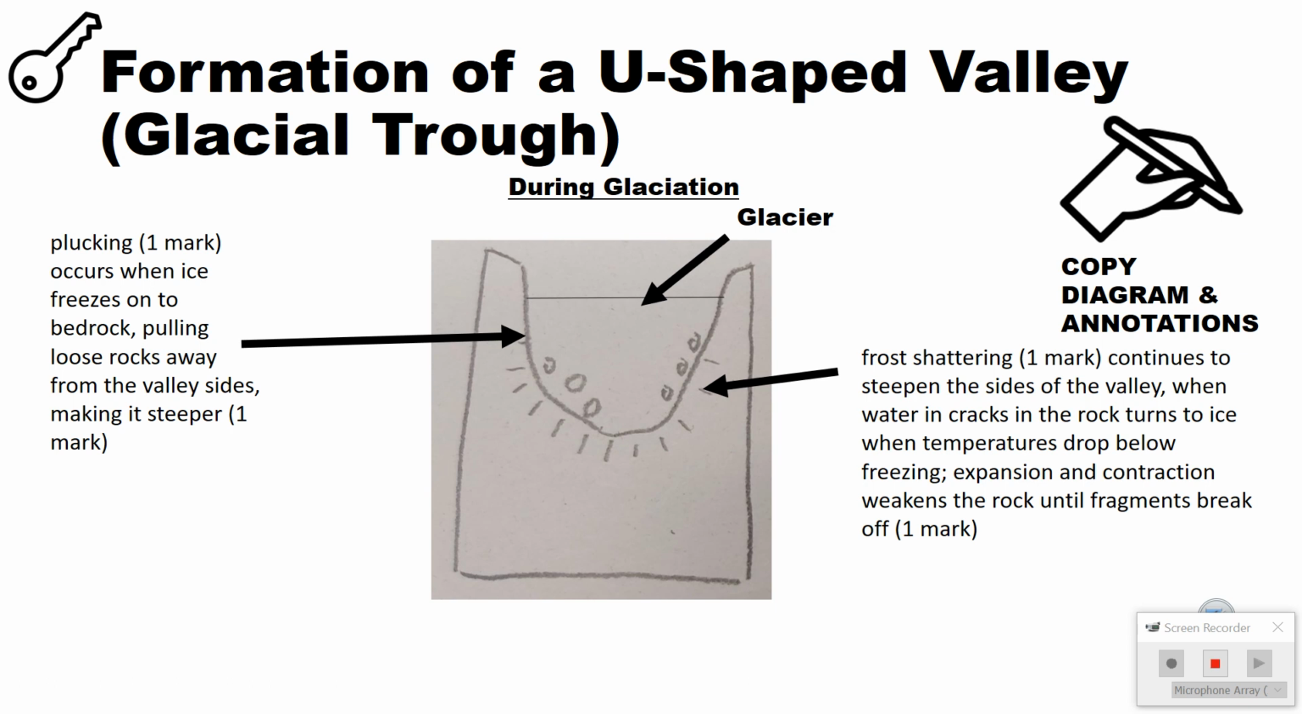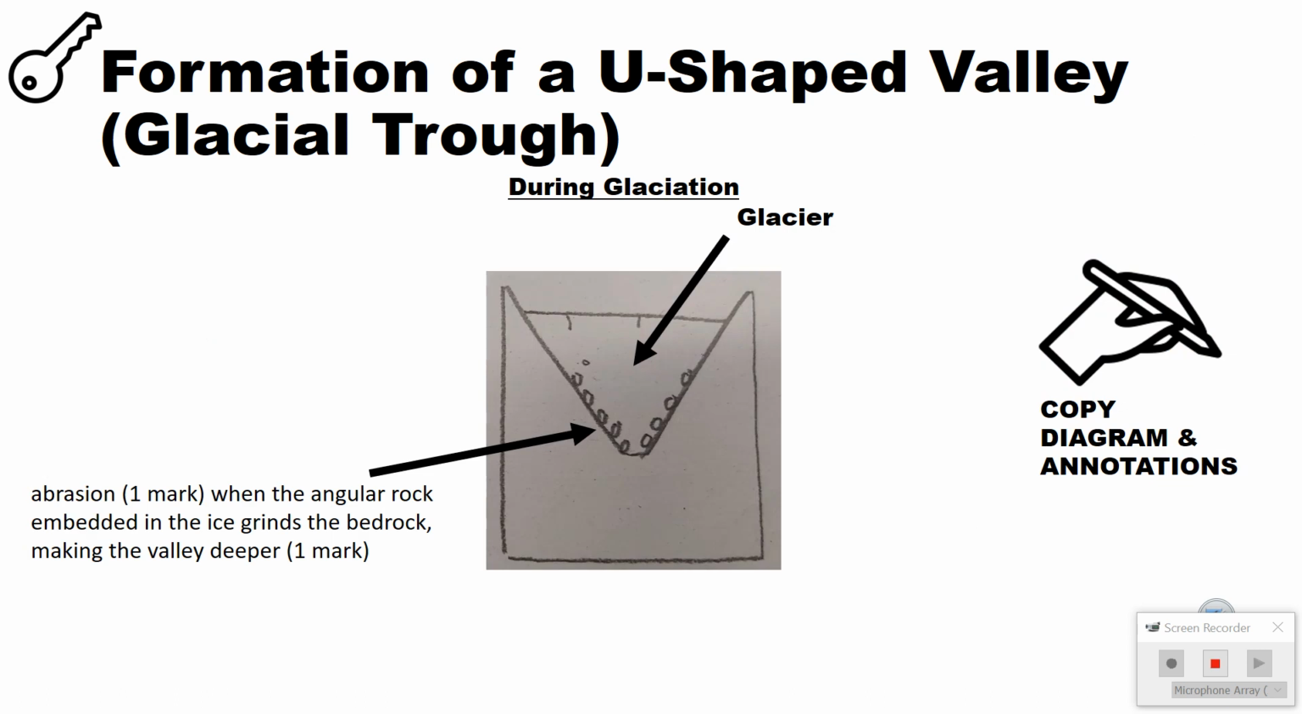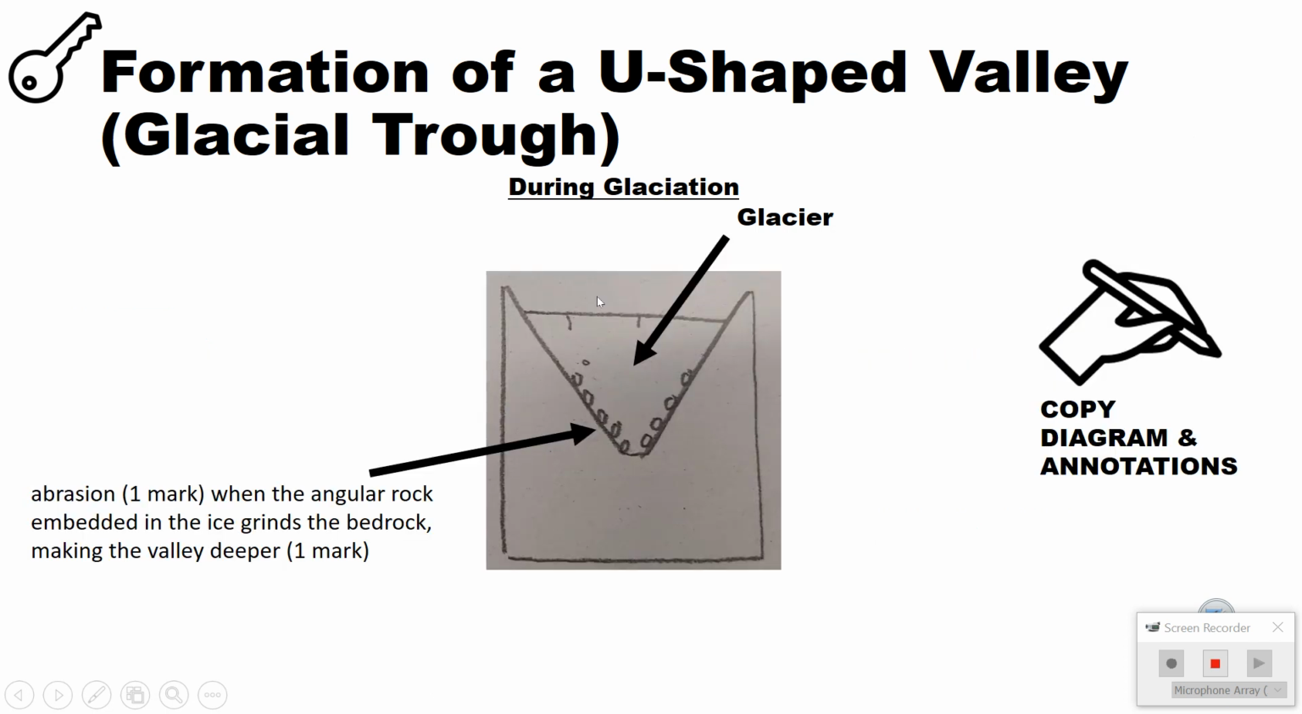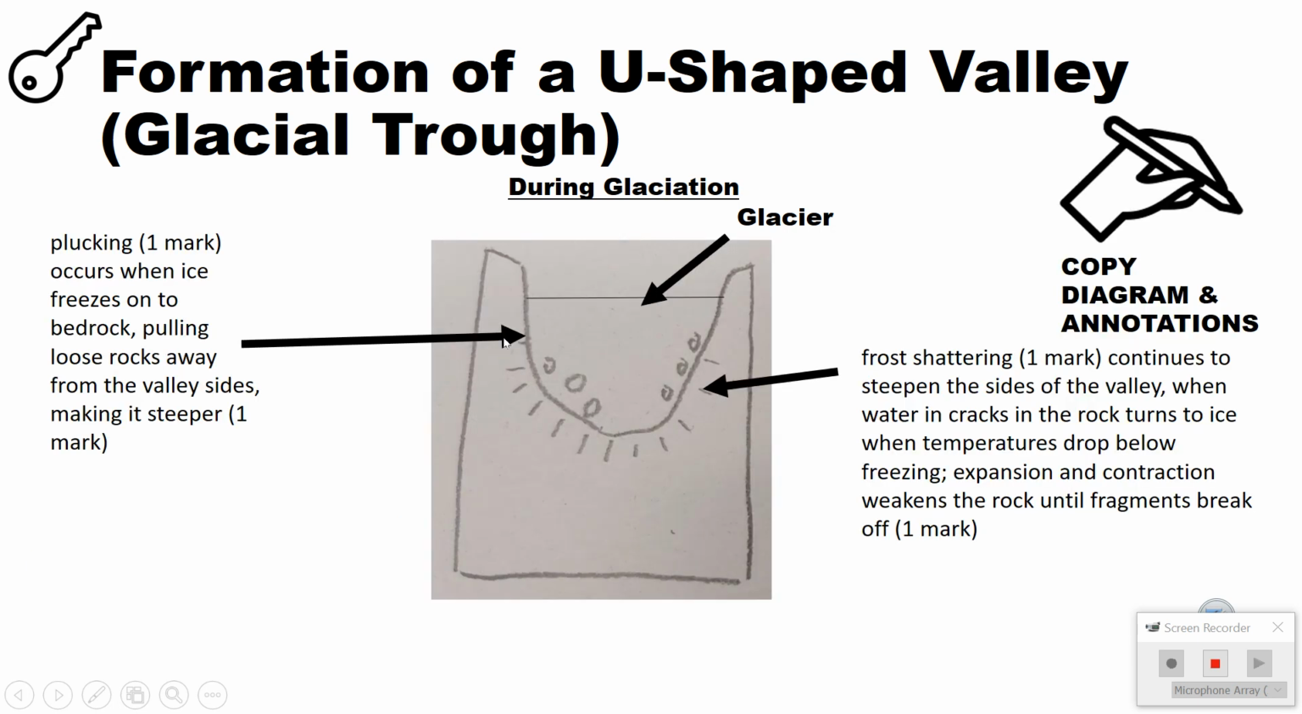Diagram number 3, what we've got happening, you can see the valley shape starting to change from V to a U shape. Plucking, that's happening on the sides of the valley. It occurs when ice freezes onto the bedrock, pulling loose rocks away from the valley sides, making it steeper. So the sides have become steeper from being at an angle to being much steeper. So I've talked about how it's changing shape, where it's taking place. Still got my glacier, still got my bits of rock within the glacier.